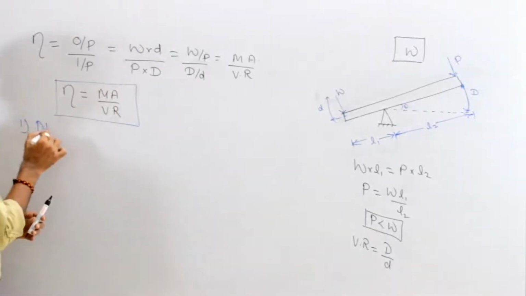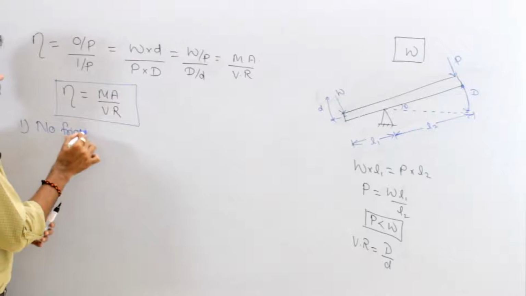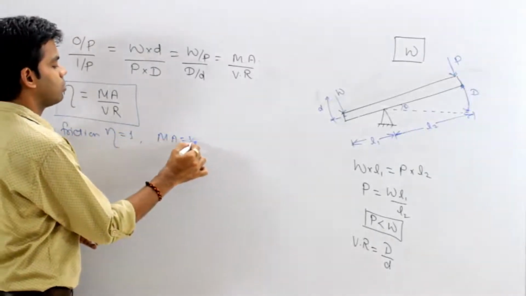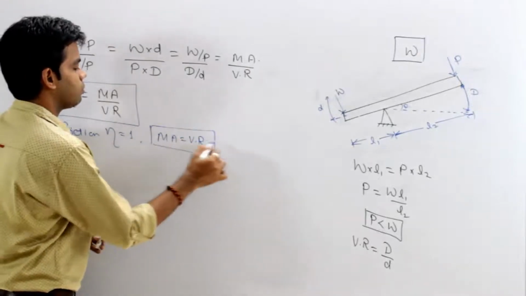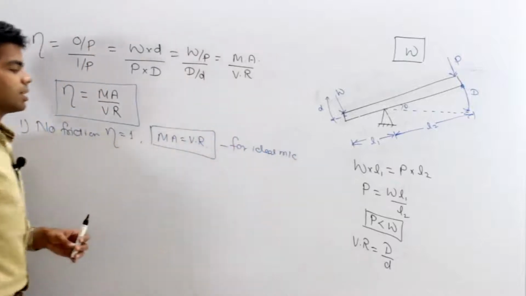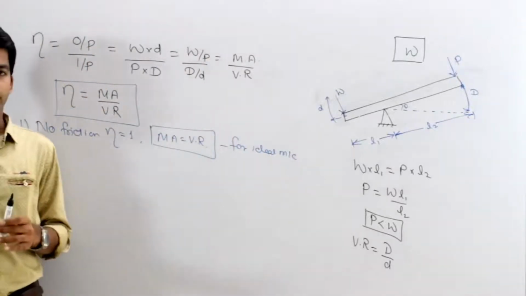For no friction, efficiency will be equal to 1, or you can say mechanical advantage will be equal to velocity ratio. Therefore, for an ideal machine, the mechanical advantage becomes equal to velocity ratio.